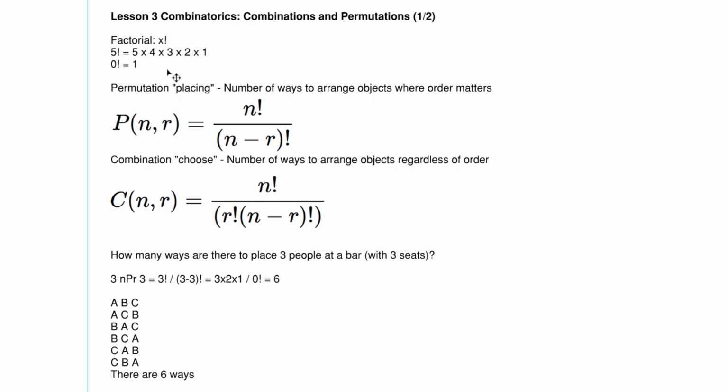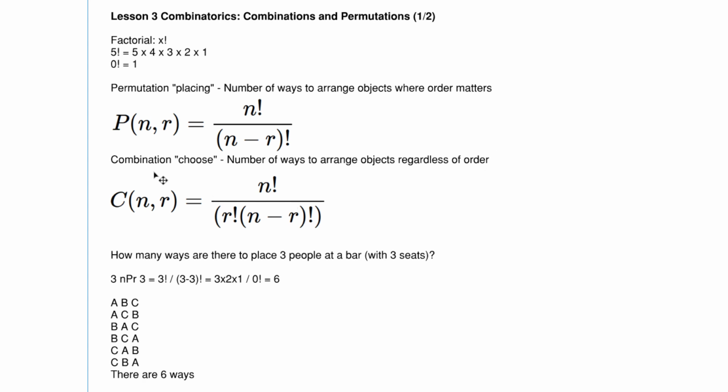So now we'll discuss the difference between permutations and combinations, and it might be a little confusing. You might not understand it at first, but by the end of the video, I guarantee that you'll have a good idea of when to use the permutation and when to use the combination. So you can think of permutation as placing. It starts with a P, placing starts with a P too. So you use this formula to calculate the number of ways to arrange objects where the order matters.